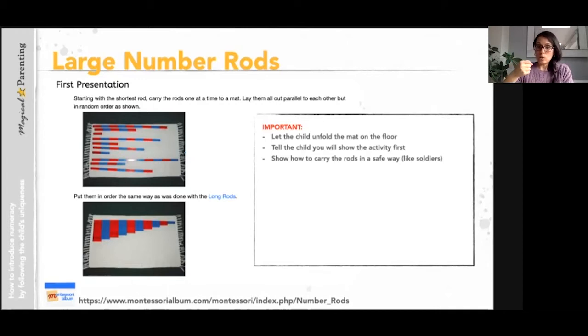So you show the need to do as a soldier, and they have to do one rod at a time. And this actually supports that freedom and need of movement, because they love moving around. So that will help them to move from one side to another. And this kind of activity normally is done on the floor because, as I said, these rods are quite big. But normally you ask the child if they want to work on the floor, on the table, in which area, etc. As far as it's safe and it's not on the way.